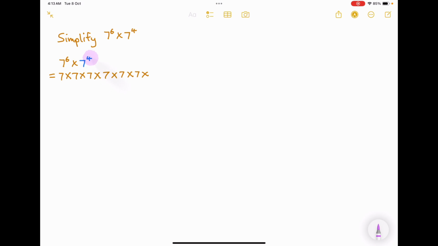This 7 has an index of 4. That means 7 will appear 4 times. 1, 2, 3, 4. Altogether, 7 will appear 1, 2, 3, 4, 5, 6, 7, 8, 9, 10. 10 times.